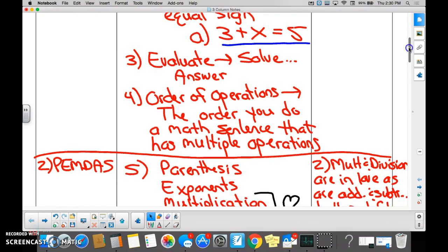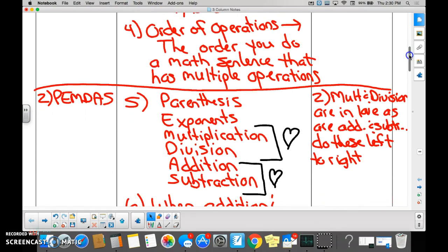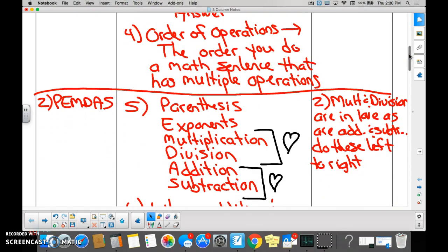PEMDAS. Can somebody go through PEMDAS and tell me what that acronym stands for? Each of the letters stands for some specific mathematical operation. What do they stand for? Mo, go ahead. Parentheses. So the P is parentheses. E is exponents. M is multiplication. D is division. A is addition. And S is subtraction. Okay, thank you, Mo.